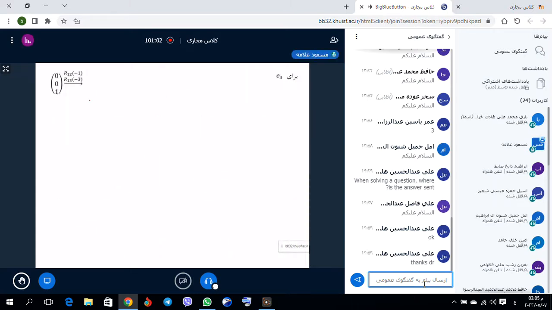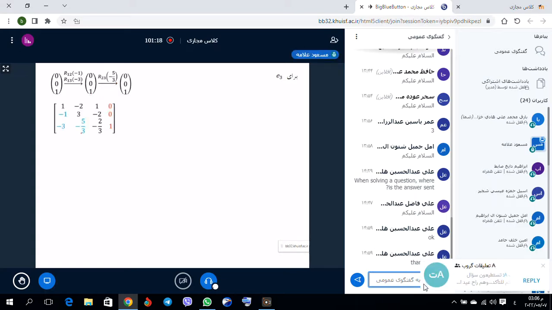For E3, we have 0, 0, 1. We do R1 2 minus 1, R1 3 minus 3. It doesn't change. We do R2 3 minus 5 divided by 3. It doesn't change. So we solve this system. 0, 0, 1 comes from here. We find x3 equal minus 3 divided by 2, x2 minus 1, and x1 minus 1 divided by 2.